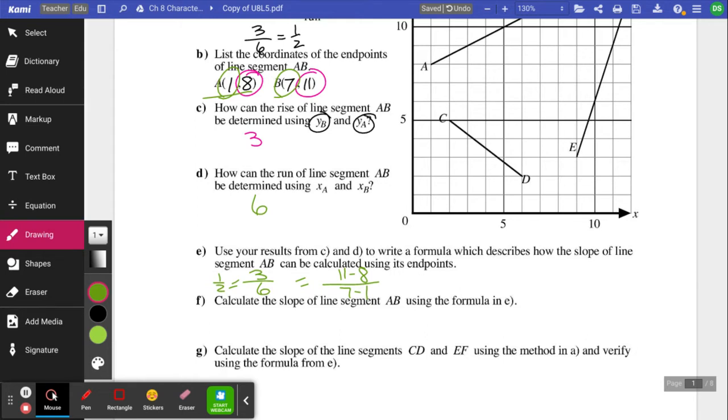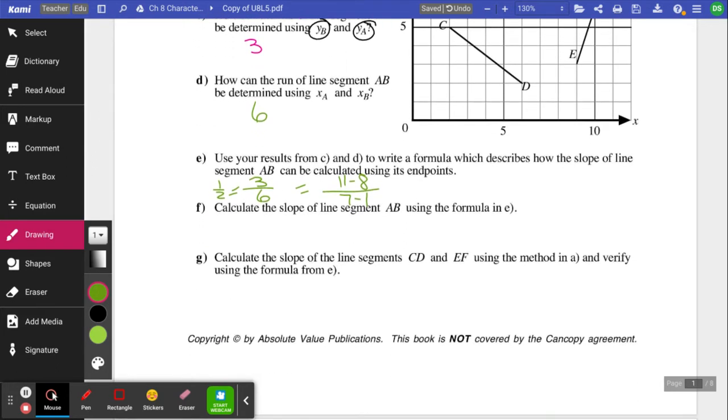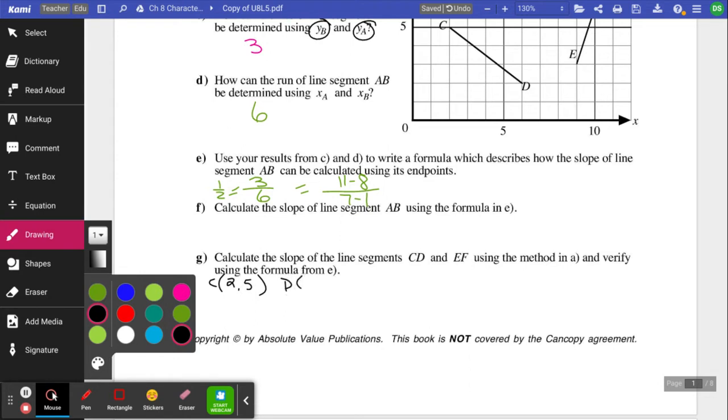Let's do the same thing with CD. I just did AB, so let's do CD. Let's pretend they gave us the coordinates, but we don't want to have to go graph them. Can we do it just from the coordinates? So what are the coordinates of C? Can you tell me the coordinates of point C? 2 and 5. And what are the coordinates of D? 6 and 2, right?